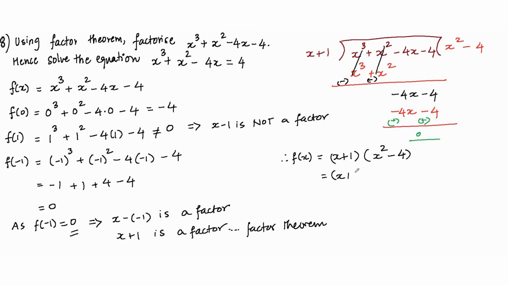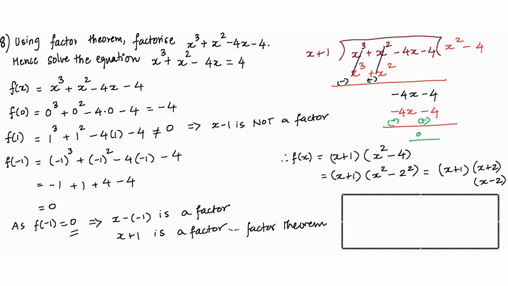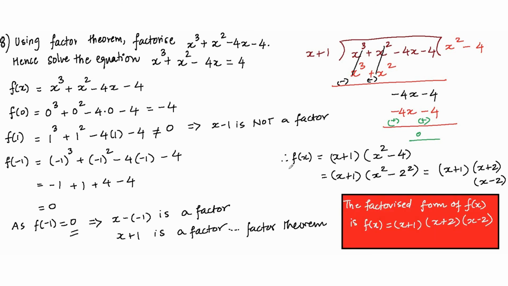Now, I will observe that x square minus 4 is of the form x square minus 2 square, which is a plus b multiplied by a minus b, and therefore I can write this as x plus 1 into x plus 2 multiplied by x minus 2. And therefore, I have already factorized f of x. The factorized form, so let us write that as an answer over here. The factorized form is x plus 1 into x plus 2 into x minus 2.